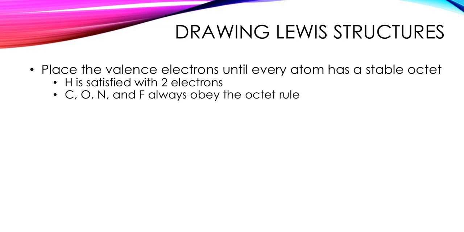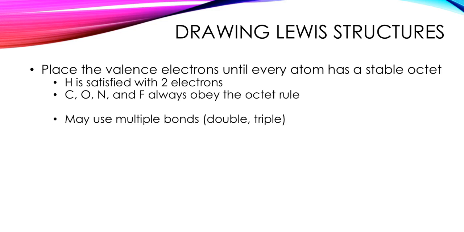So we try to follow the octet rule and give everybody 8, either through bonds or unshared electrons, but sometimes it doesn't happen. We can use multiple bonds, so we can have double bonds, which are 2 pairs of electrons being shared between 2 atoms. We can have a triple bond with 3 pairs of electrons being shared between atoms, and this all works.